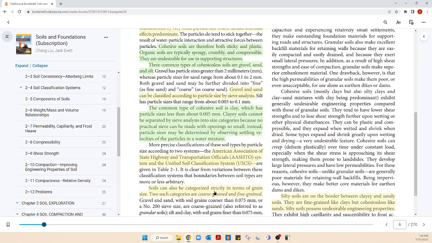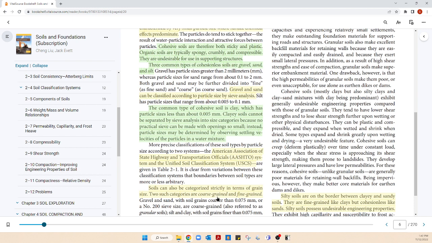They can be categorized in terms of grain size. Two are coarse grain and fine grain, and that's what we'll be dealing with a lot. And this here is the 0.075 or the number 200 sieve, and that's what we'll break these down into either fine grains or coarse grains.